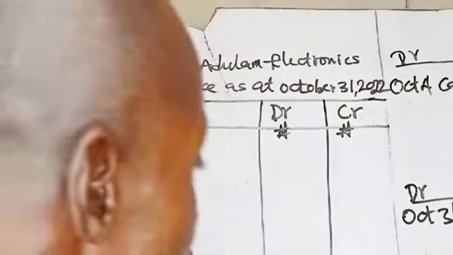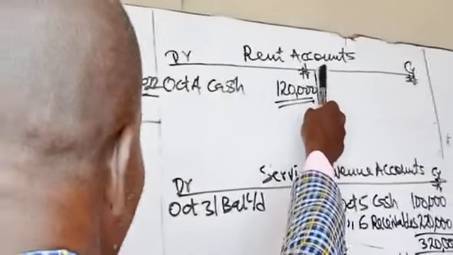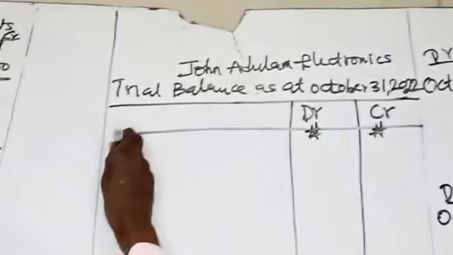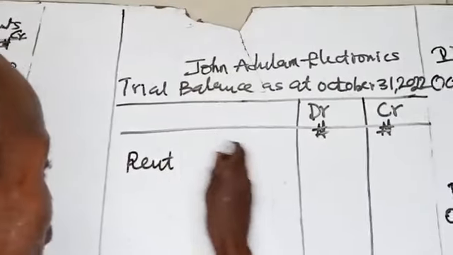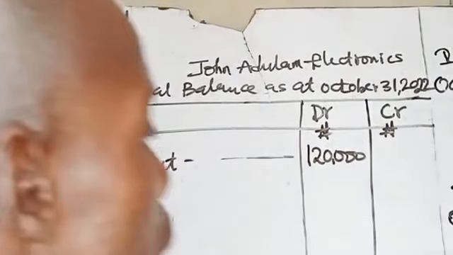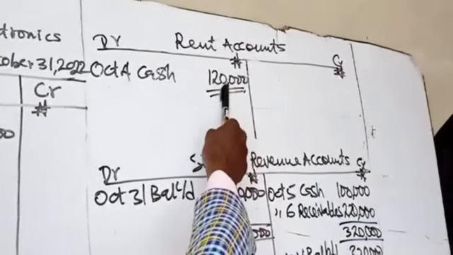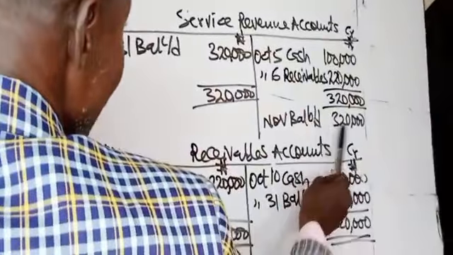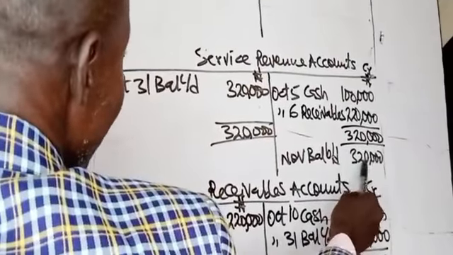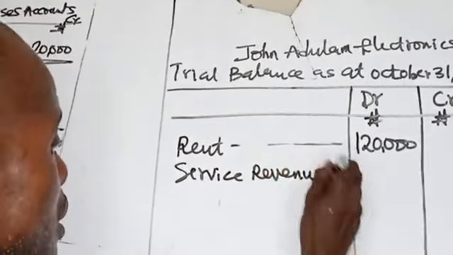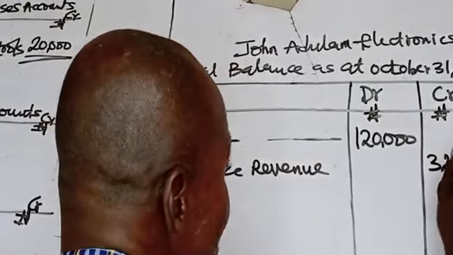Now, we have rent account, the sum of 120,000. It's a debit balance. So you put rent, 120,000. We inserted the 120,000 at the debit side because rent is a debit balance. Then service revenue account, the 320,000 is a credit balance. So we are going to insert this 320,000 at the credit side. Service revenue, 320,000, credit balance.